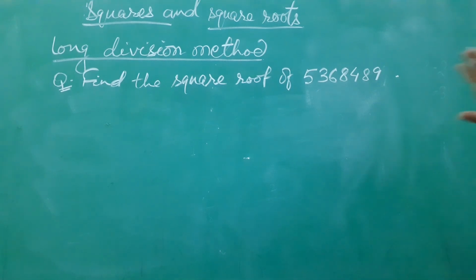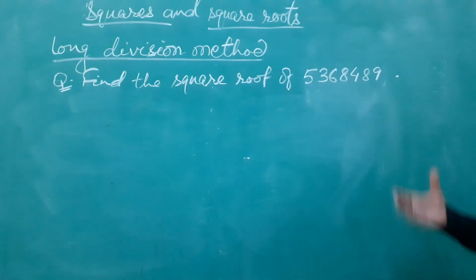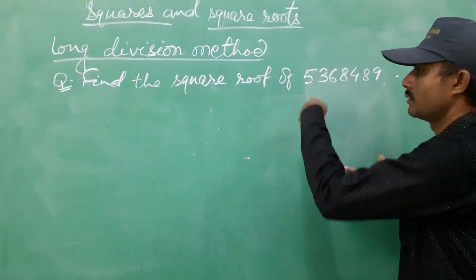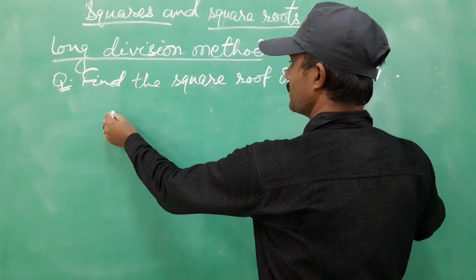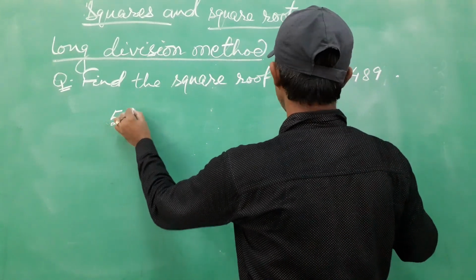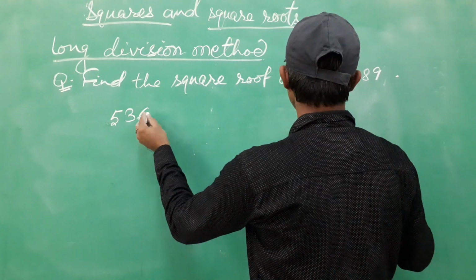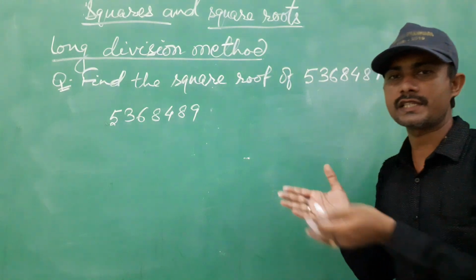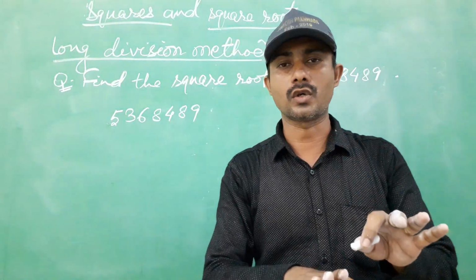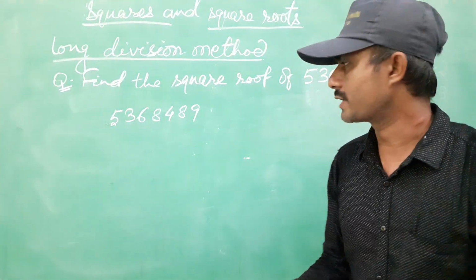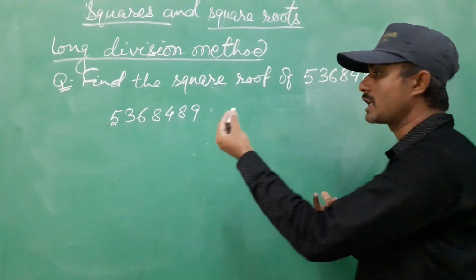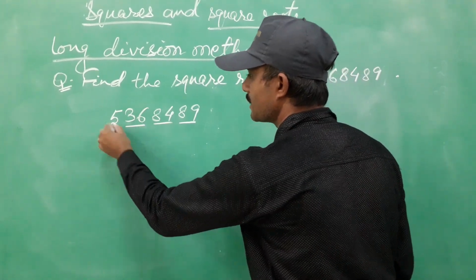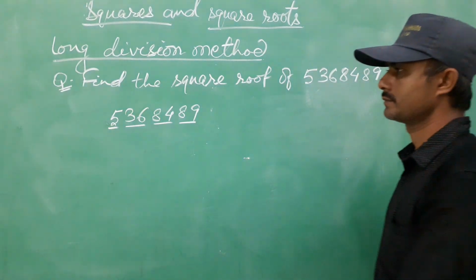Now just look at another example here, and you just try to do it parallelly. How we are doing? 5 3 6 8 4 8 9, and in this way we can check whether the given number is a perfect square or not. If remainder is 0, then perfect square. First step, start pairing from the end. Pair, then pair, then pair, and then single. Go for the process.